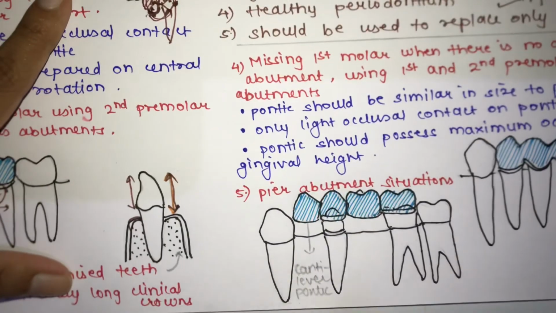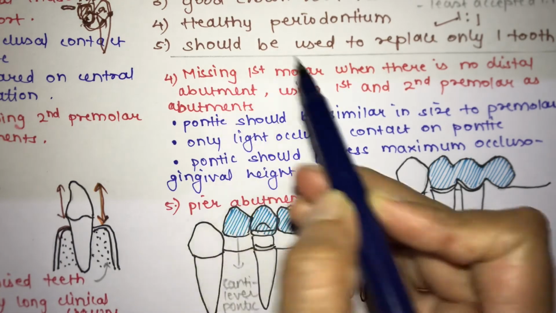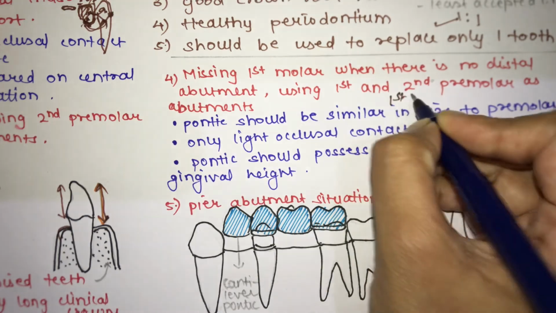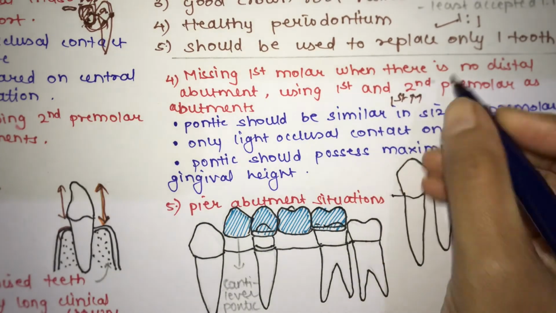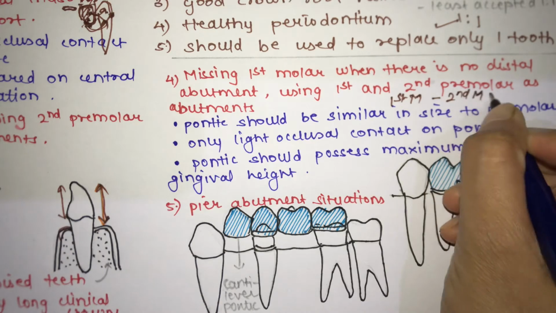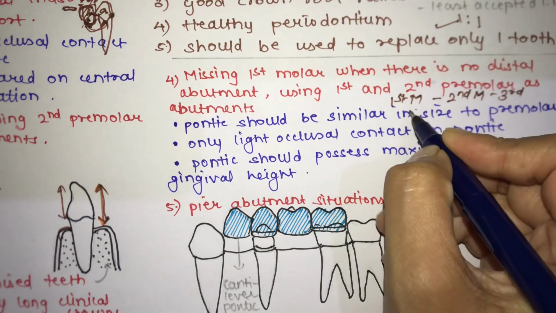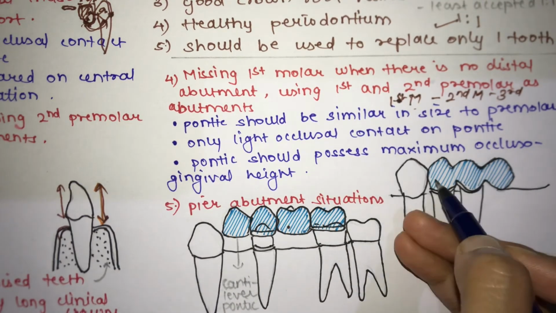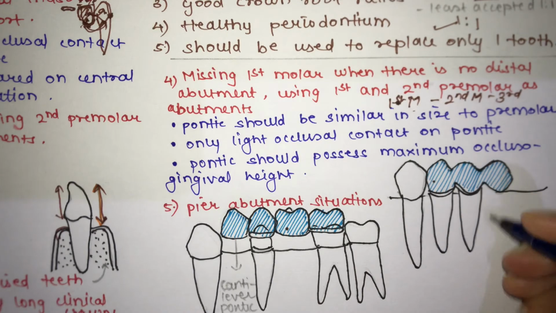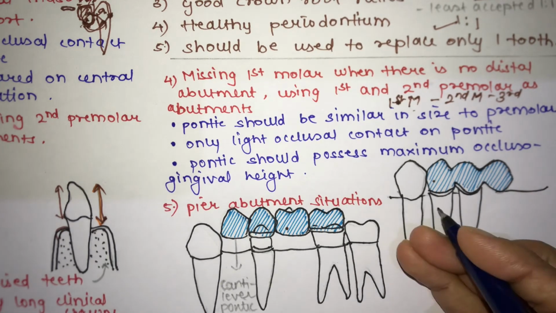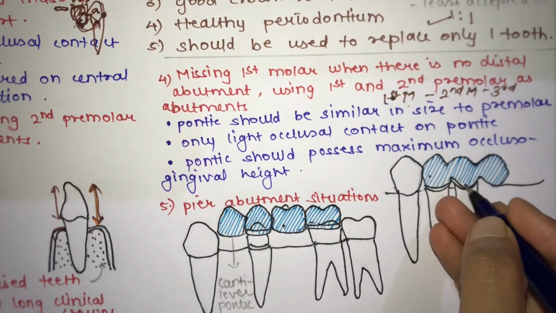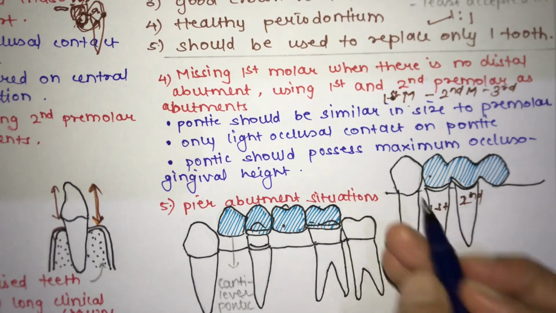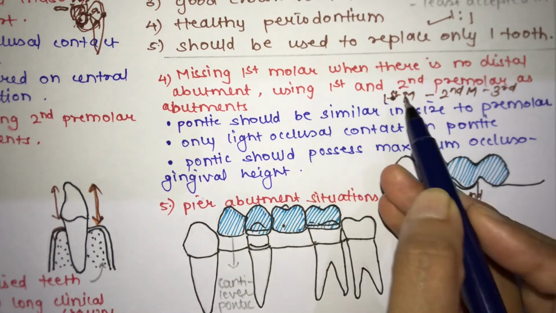Now the fourth indication is where there is a missing first molar, and in that case there is no distal abutment. So if you see that your first molar is missing, and even your second molar is missing, and the third molar is also missing, then you see this is a distal extension case. So what you can do is take support from the first and the second premolar. Now your first molar is obviously stronger and larger than your premolar, so because of that you take support from both of the premolars, that is your second and first premolar. But in this also you have to see that the pontic should be of a similar size to the premolar.